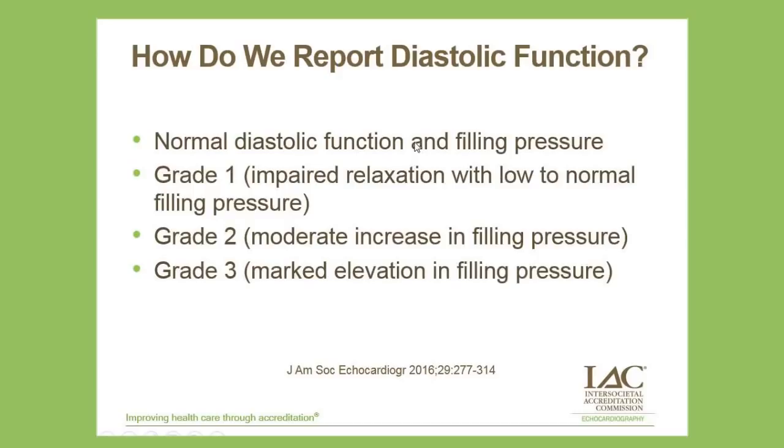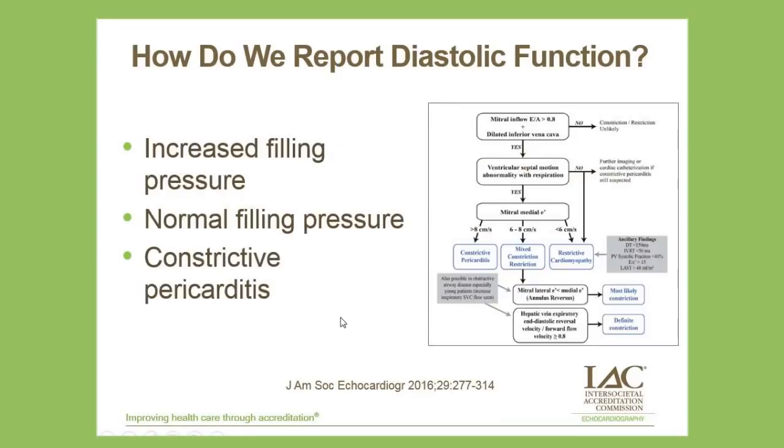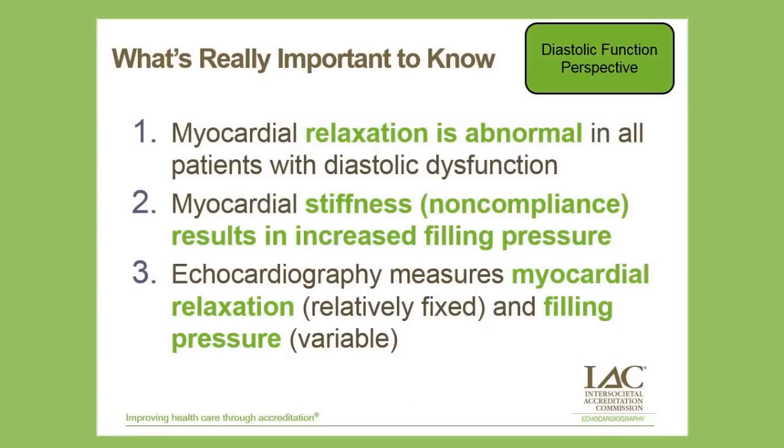Another option might be to say it's normal diastolic function and filling pressure, or it's grade 1, grade 2, and grade 3, remembering that these grades work best when you have a reduced LVEF. A third option would be to report on filling pressure: increased filling pressure, normal filling pressure, or consistent with constrictive pericarditis, which is a whole other topic that I don't have time to cover today. But they have a very nice algorithm for evaluation of diastolic function in patients with constriction in the document. So I would refer you to that for further information.